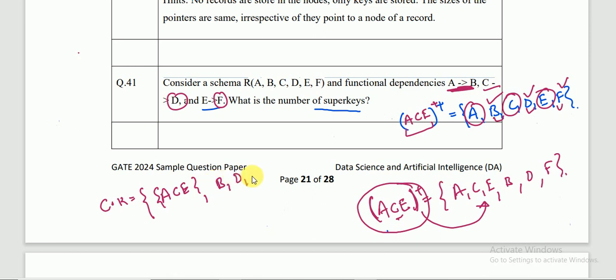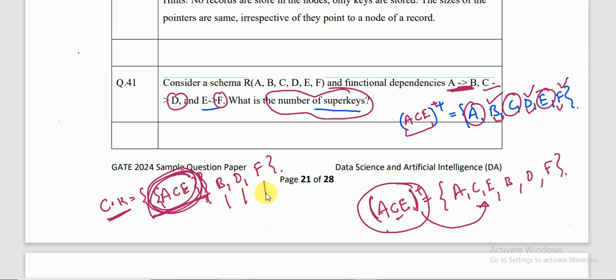Now the question is asking the number of super keys. So what will be the number of super keys? This is the candidate key only. So anyhow we will have to take this key, right? With this we can take B, D, F, any one, or any two, or all three. So we have 1, 2, 3, 4 elements in a set.